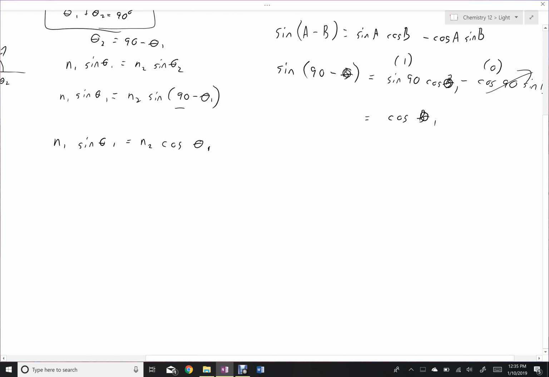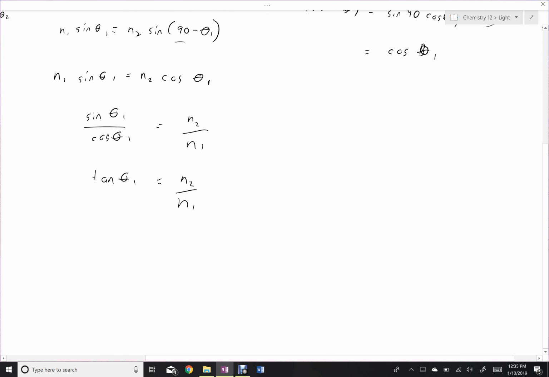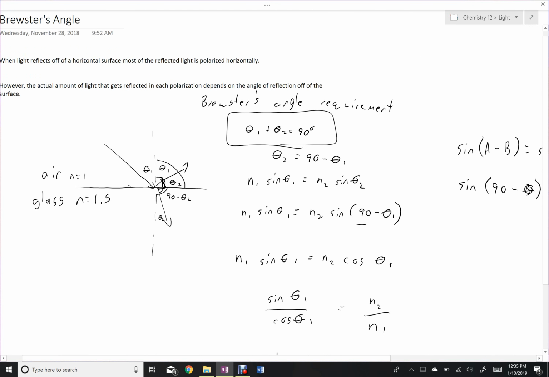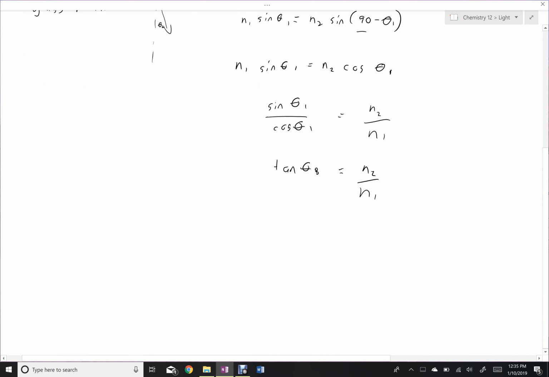Now I can move things around and get sine over cos, so I can simplify it to tan. And I get tan theta 1 is equal to n2 over n1. And that is an easy way to use the refractive indices of the two materials that make up the barrier of reflection to find Brewster's angle, or to find the angle where the refracted and reflected rays are at 90 degrees, and so the light will come off polarized horizontally completely.